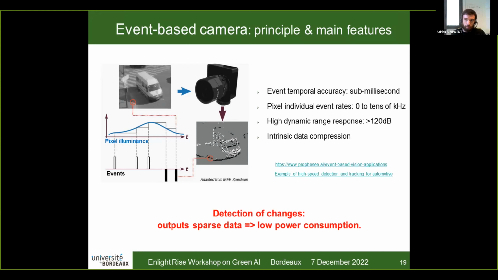And the main point of such a system for us, so if you're interested, just go have a look at those links, but I won't have time to show you the videos, for example. The idea is that as you are detecting only changes, you will produce sparse data at the output of the system, which means that you will have less data to process or to transfer, resulting in a lower power consumption.